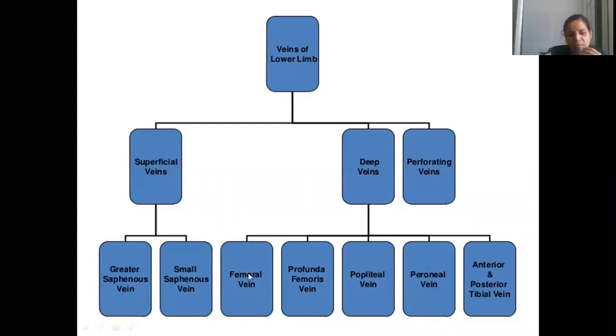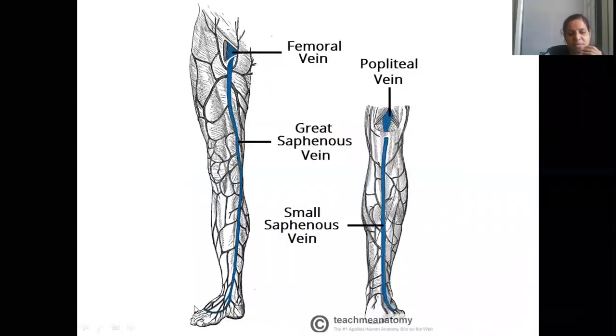So we have the femoral vein, profunda femoris vein, popliteal vein, peroneal vein, anterior and posterior tibial veins. If you remember the branching pattern of the arteries and take it in the reverse direction, that will be the deep veins of the lower limb. So from where is the great saphenous vein starting?